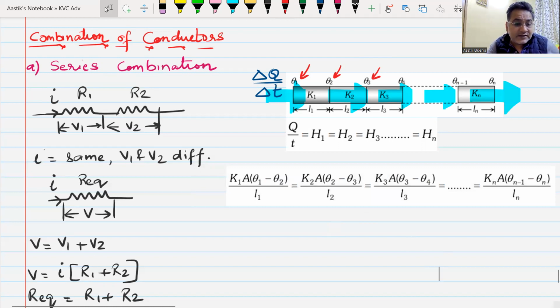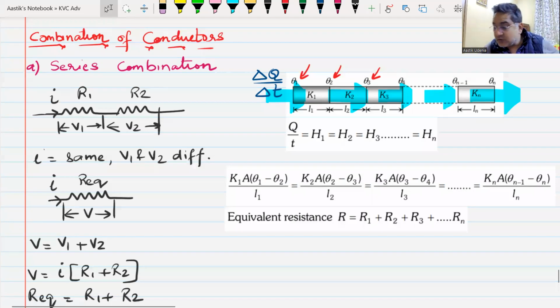Now we can replace these rods by one rod and I can find the equivalent resistance of that rod. Yes or no? Yes, sir. R equivalent will be equal to R1 plus R2 plus R3 up till Rn, where R1 will be the resistance of the first rod, L1 by K1 A1, then L2 by K2 A2, and so on. We understand this? Yes, sir.